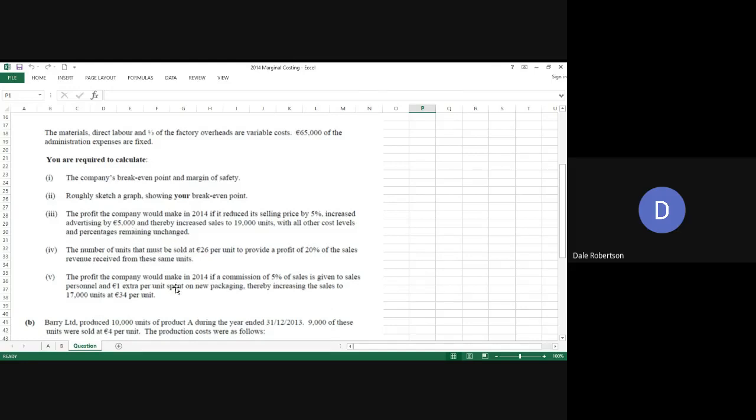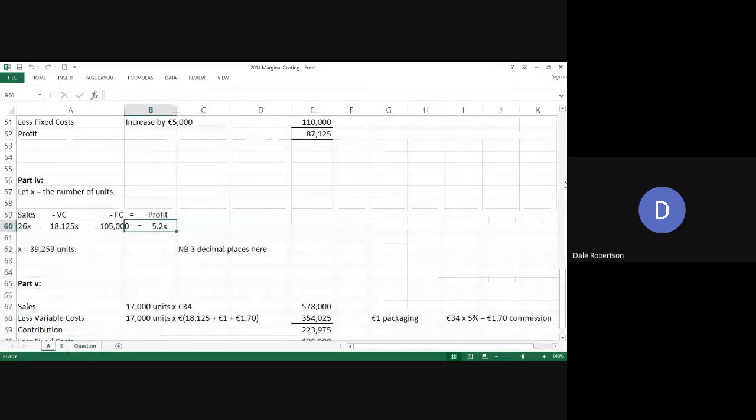So they're variable costs. And this increases the sales to 17,000 at €34 per unit. So they are going to sell the hoodies for €4 more. They're going to sell more of them, but they are going to have to cover some of the extra costs as well. There are some extra costs. So let's consider the effect that will have. So let's look at part 5 here.